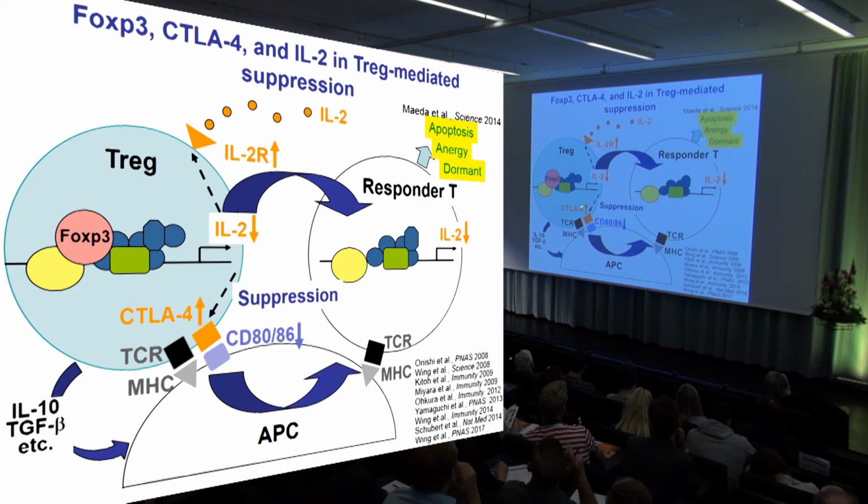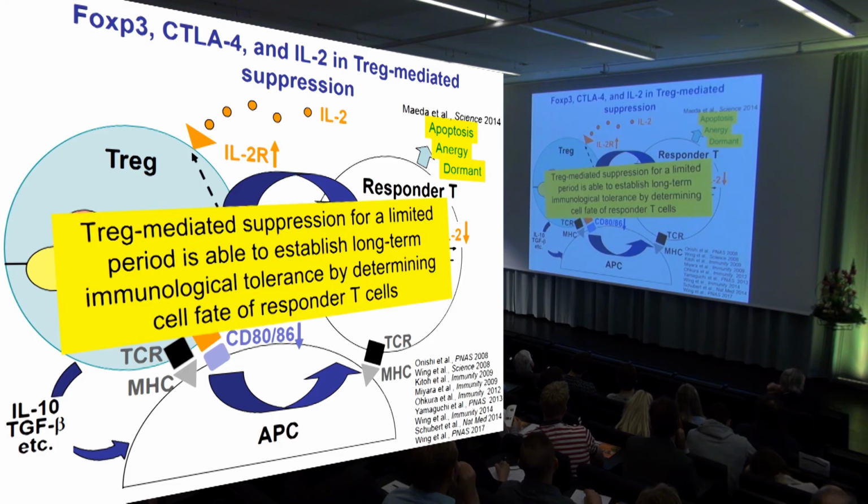So the Treg controls APC, and by APC, the responder cells are controlled. Depending on TCR affinity, they may become apoptotic or anergic or dormant. And what is important is that Treg-mediated suppression for a limited period is able to establish long-term immunological tolerance by determining the cell fate of responder T cells.